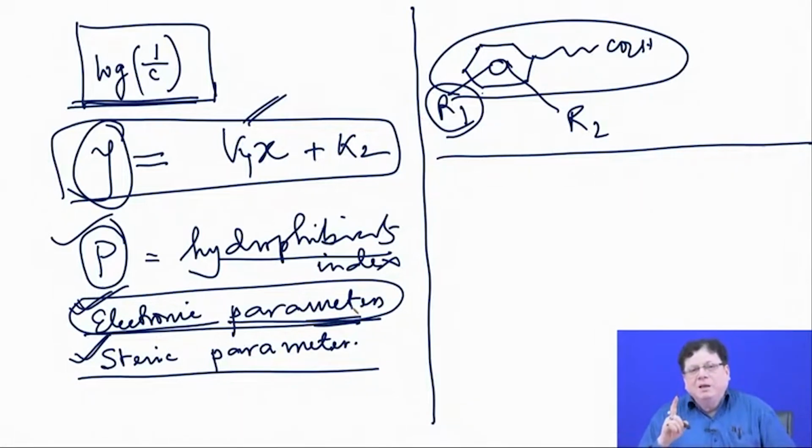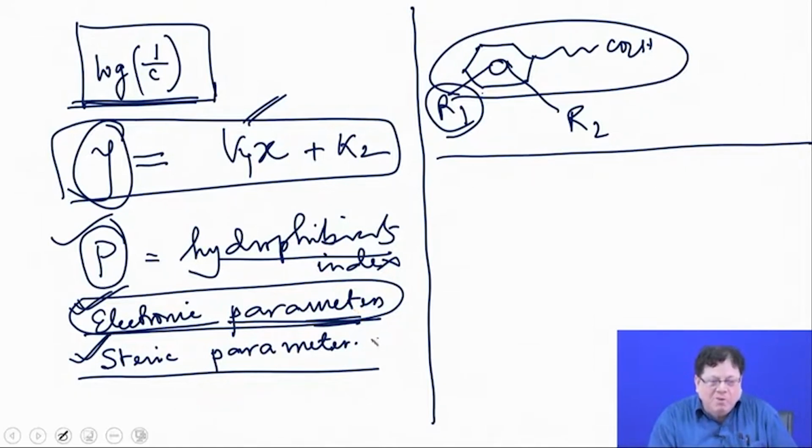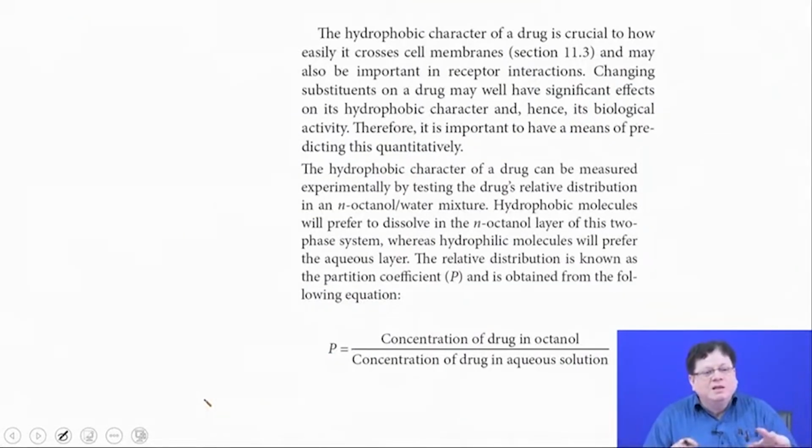There must be something which, without making the molecule, you can predict what is the value of this electronic parameter and what is the value of the steric parameter. So that when you connect all this, you get the biological activity. Biological activity will be some constant into hydrophobicity plus some constant into the electronic parameter plus some constant into the steric parameter, plus the C factor, that is y equal to m x plus c. So that has to be at the end.